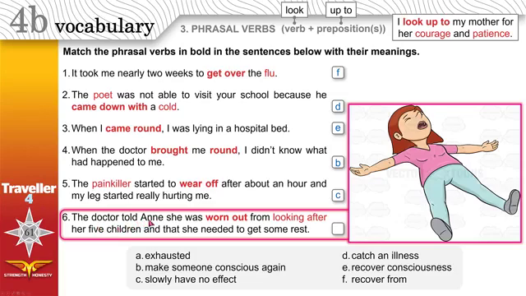The doctor told Anne she was worn out from looking after her 5 children. When you look after children, you take care of them. And that she needed to get some rest. She was worn out. Worn out is the past participle of wear out. Wear out, wore out, the past, worn out, past participle. She was exhausted. She was very tired and she needed a break.